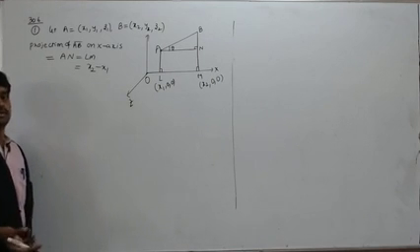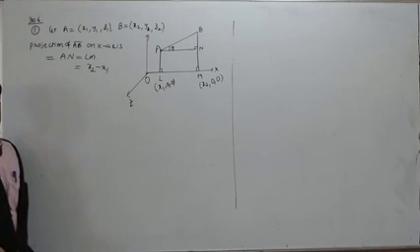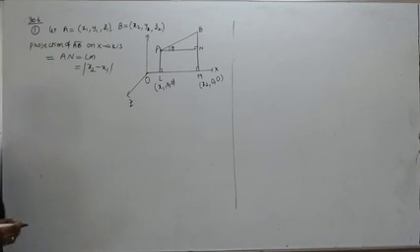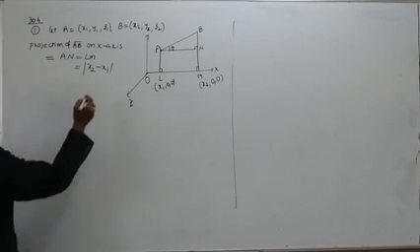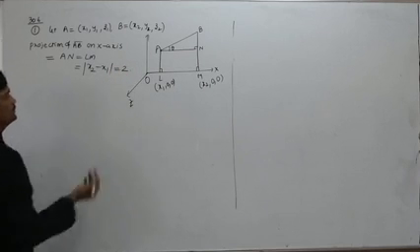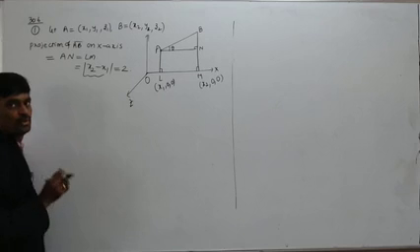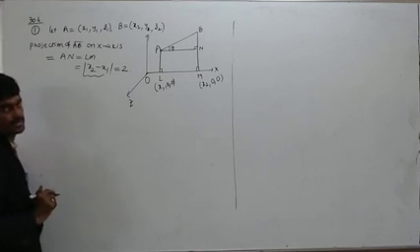That is finally what is left? Square root of (x2 minus x1) whole square. So which is equal to what? Modulus of x2 minus x1. And according to the question, this value is equal to what? 2. So this is the formula, projection of a line segment on x-axis.